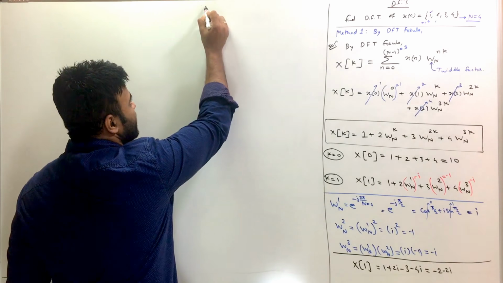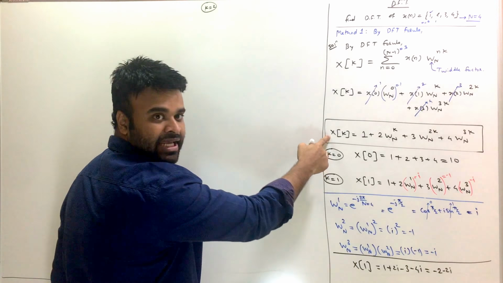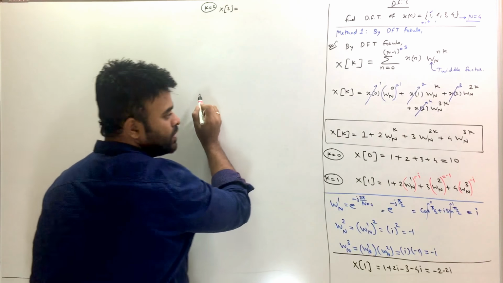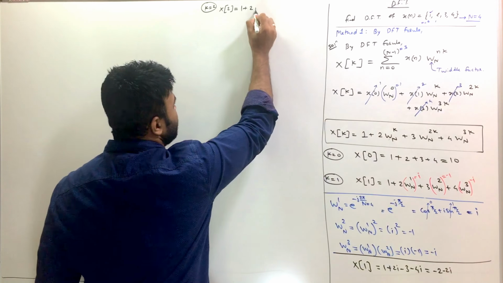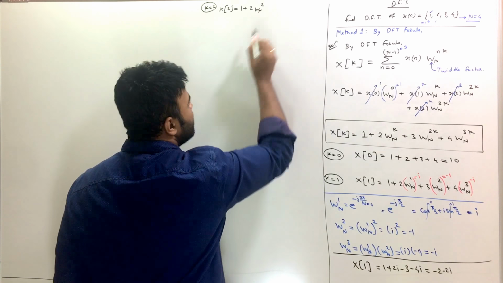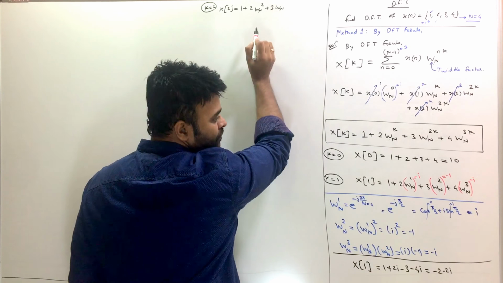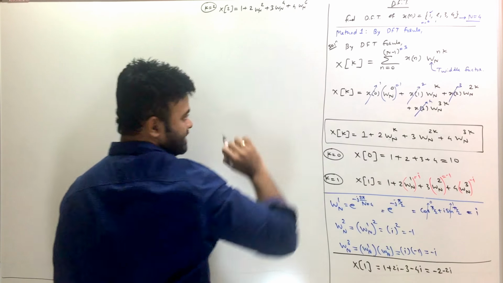Similarly, now let's put k equal to 2. If I put k equal to 2 in the main equation of x of k, I'll get x of 2 is equal to 1 plus 2 wn raised to 2 plus 3 wn raised to 4 plus 4 wn raised to 6.